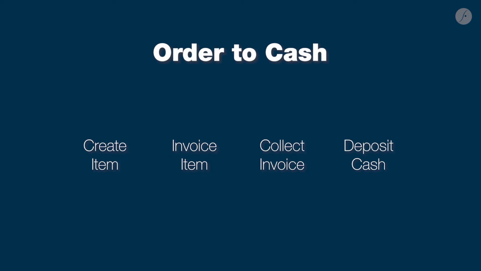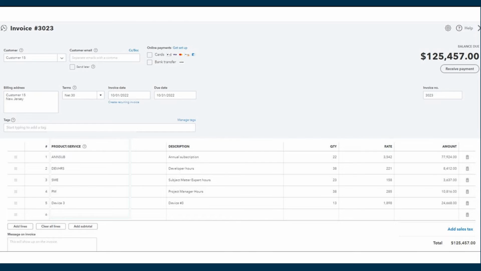Here's the accounting process. We create an item we sell. We put it on an invoice, we collect payment for that invoice, we deposit the cash in our bank. Simple. What we want to focus on in this process is the invoice. It brings together all the data we need to make decisions.